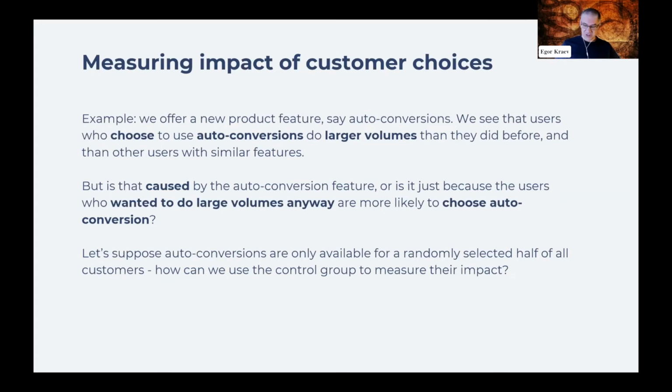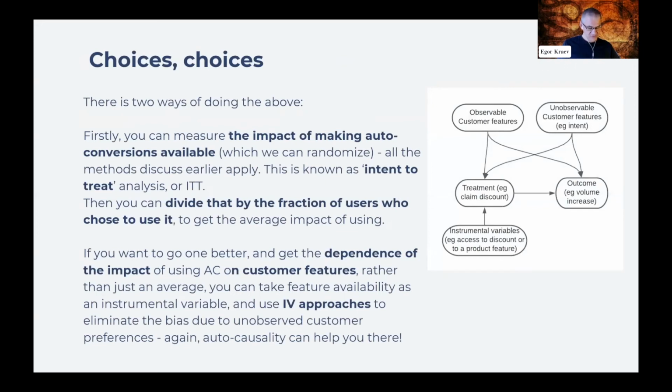Now, that's a hard question. And if that's all we know, it's probably impossible to answer. But let's suppose we want to make the feature available to half the customers. Then we have an additional data point, and we can use that to measure their impact. And now there are two ways.